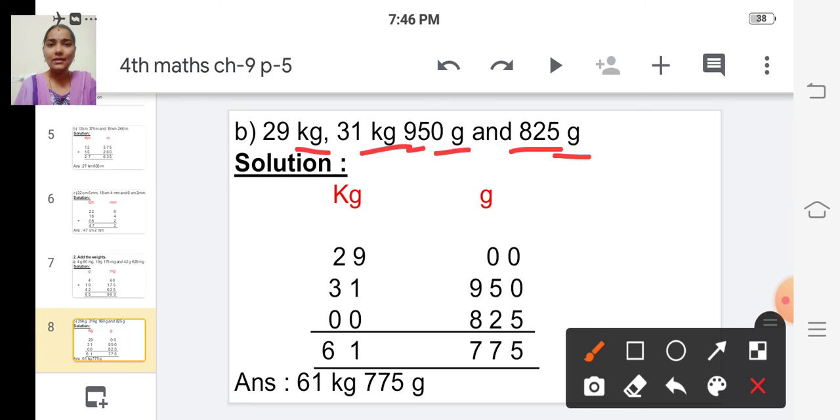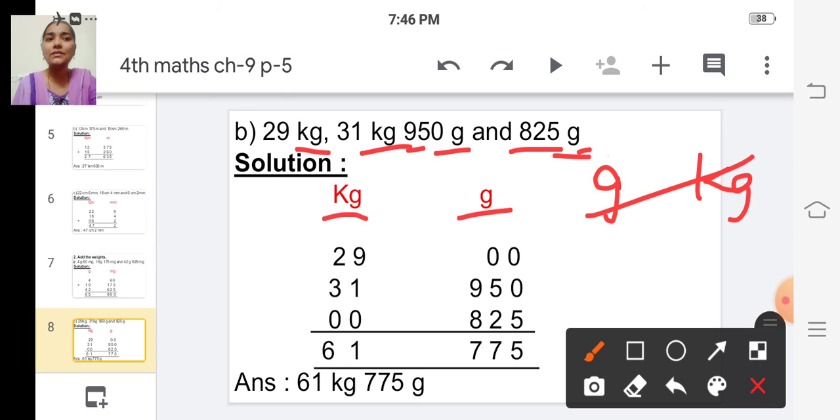Kilogram and gram, right? So first you have to write the units. Kilogram, gram. So you should not write gram, kilogram. Okay, it is wrong. So first you have to write the bigger unit. Okay, and then smaller unit. Okay, you should not write gram, kilogram. Okay, this is wrong. You should not write like this. Okay, so kilogram, gram.